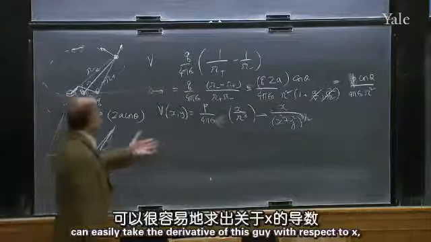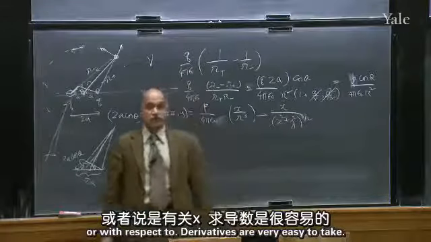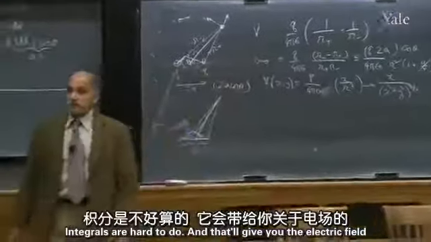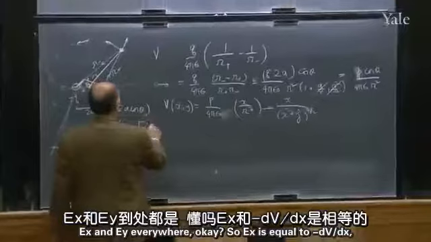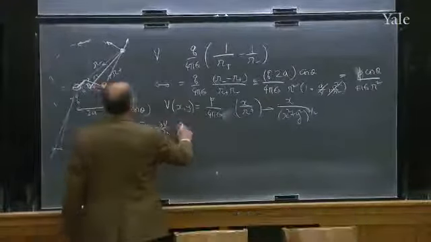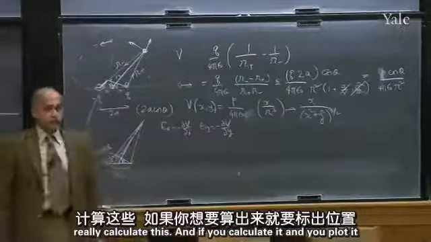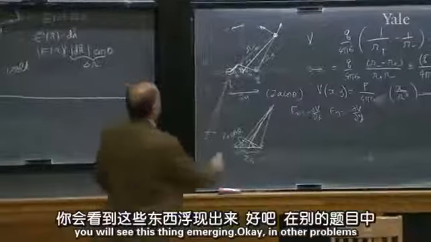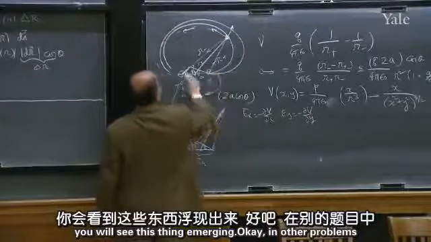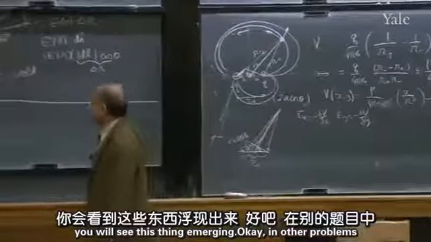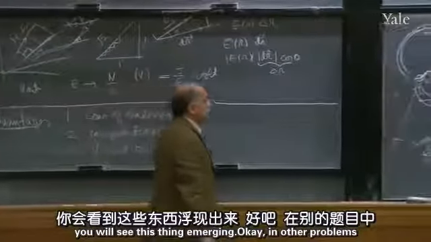Now, you can easily take the derivative of this with respect to x, or with respect to y. Derivatives are very easy to take. Integrals are hard to do, and that'll give you the electric field Ex and Ey everywhere, okay? So Ex is equal to minus dV dx, and Ey is minus dV dy. It's one of the homework problems to really calculate this. And if you calculate it and you plot it, you will see this thing emerging.